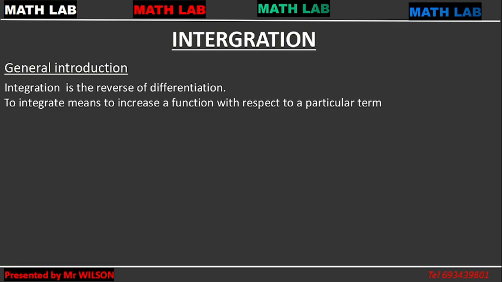So, if you ask, for example, to integrate a packet of biscuit, you just need to increase the quantity of the packet of biscuit. If you increase the number of biscuit in the packet, you have integrated the packet of biscuit. The original form of the biscuit was maybe one packet, and once you integrate it becomes two or three. Okay, so now with that, let us have a functional example.